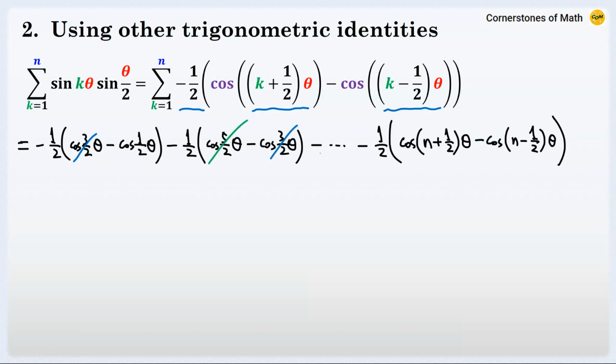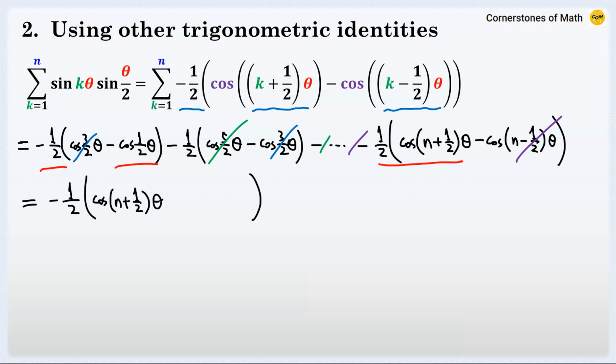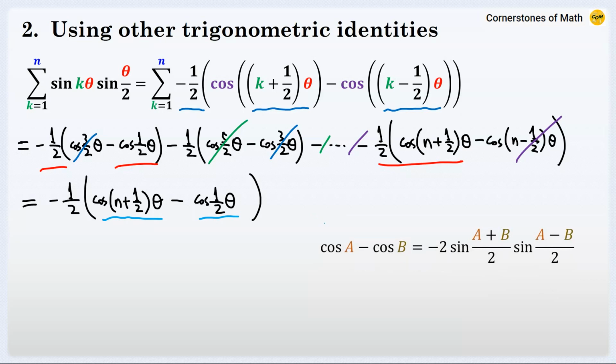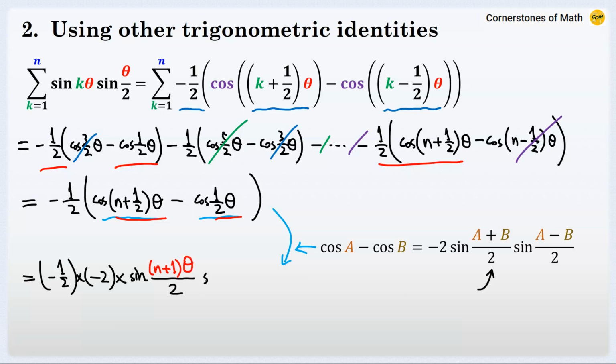So cancelling out, we have these terms. So we have minus 1/2 cosine (n plus 1/2) theta minus cosine 1/2 theta. And now we have the difference between cosines, so we apply this sum to product formula, which gives minus 1/2 multiplied by minus 2. And we have sine of n theta plus 1/2 theta plus 1/2 theta, so (n plus 1) theta over 2, times sine. Now this minus this, so n theta over 2.